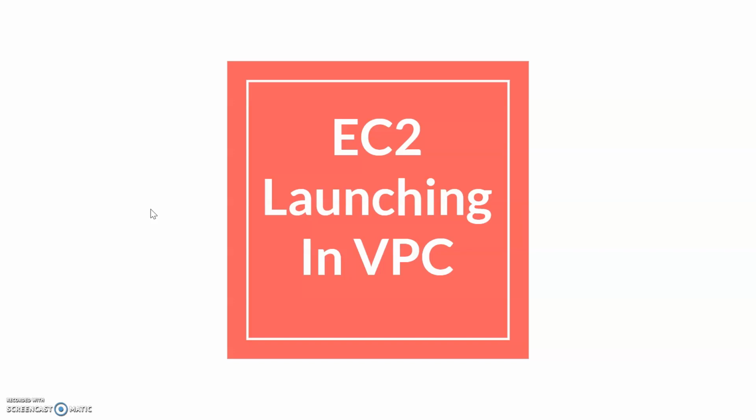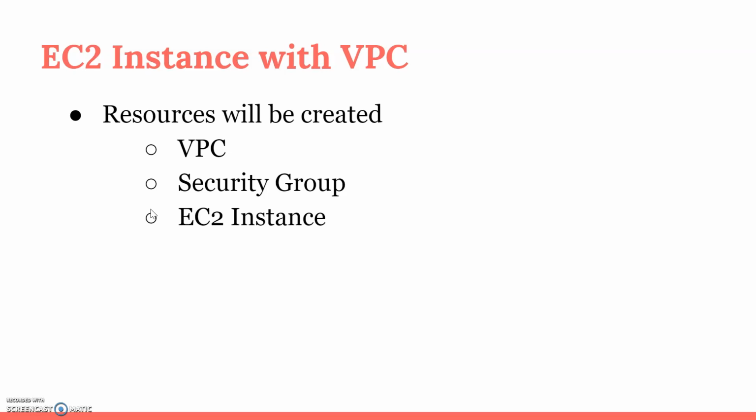Welcome back. In this session, we will be launching an EC2 instance in a specific VPC which is not the default VPC. In the last session we created the VPC and all VPC-related resources. In this session we will be creating the VPC, security group and EC2 instance. With the VPC we will create the subnet, route table, route association and internet gateway.